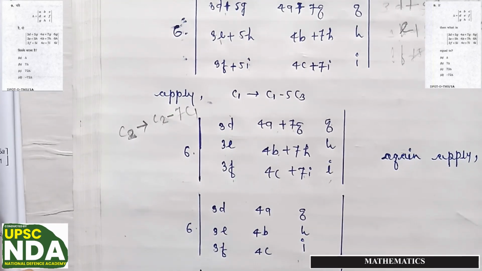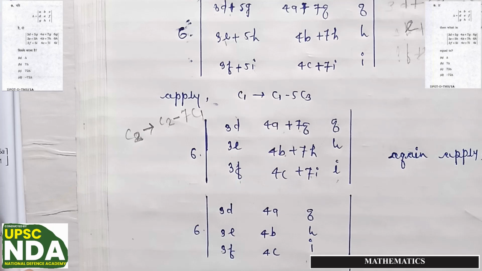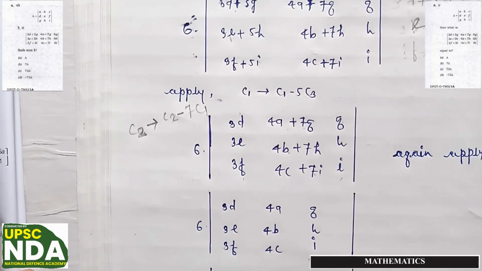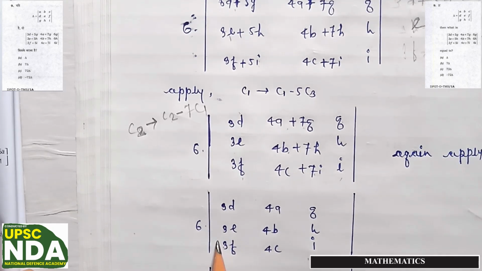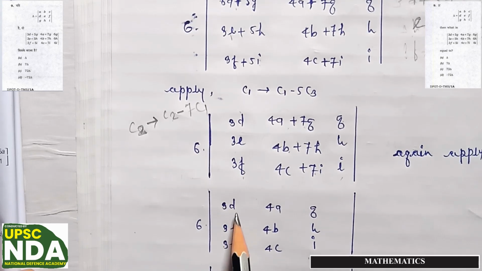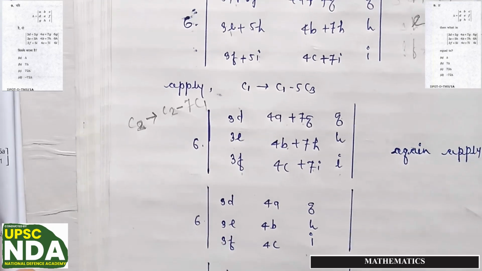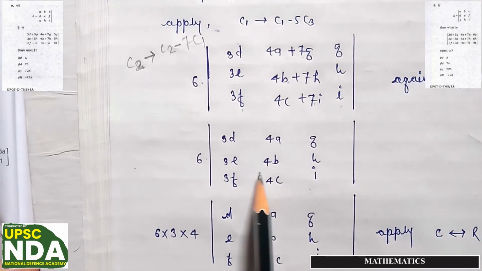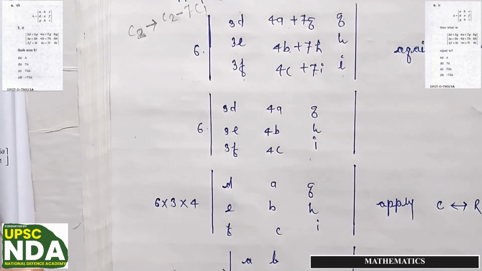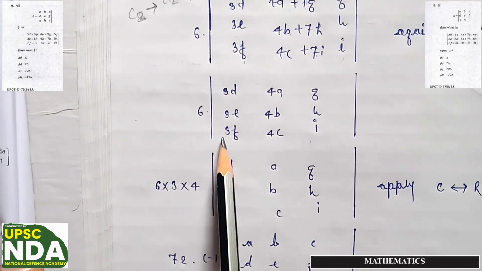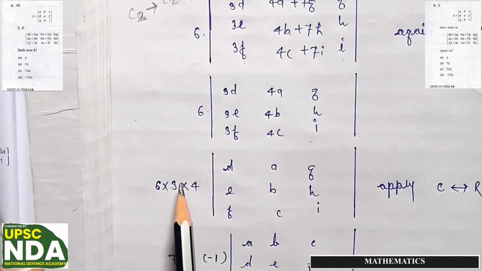Okay, now we know that we can take any constant common from any row, but that constant needs to be the same everywhere in that particular row. So here we can see 3D, 3E, 3F, which has the constant 3 common to D, E and F. So 6 as it is, 3 common from here, 4 common from here. Okay, so here I took 6 common, 3 common from here and 4 common from here.